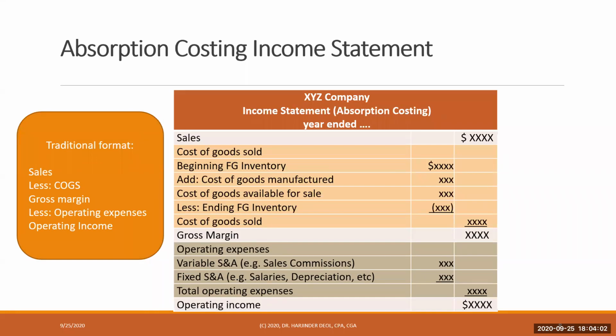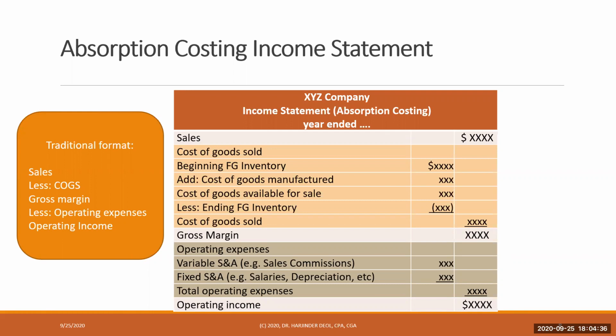From gross margin, we subtract operating expenses to get operating income. Expanded, it looks like the income statement on the screen. Sales, you have to calculate cost of goods sold, where the calculation is beginning finished goods inventory, add cost of goods manufactured to get cost of goods available for sale. And from the cost of goods available for sale, subtract the ending finished goods inventory to get cost of goods sold. And operating expenses are essentially the selling and administrative costs.